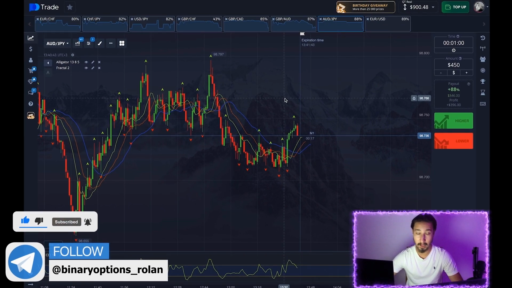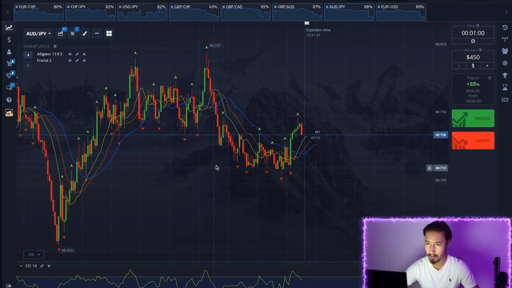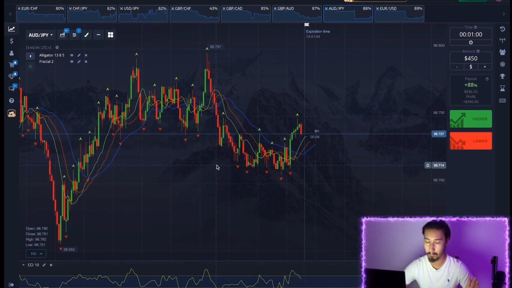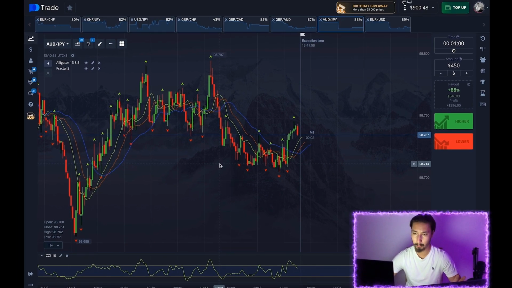Alright guys, for the second strategy we have the following indicators: alligator and the fractal with absolutely default settings, and CCI oscillator with a period of 10. So let's start with a deal of 450. I don't know what's happening with me today. We will trade on the 1 minute time frame.